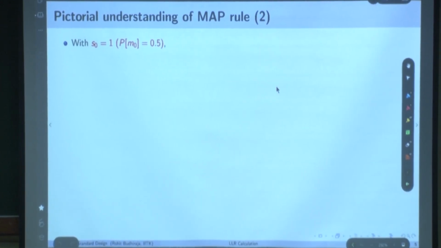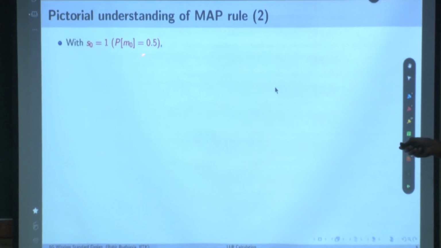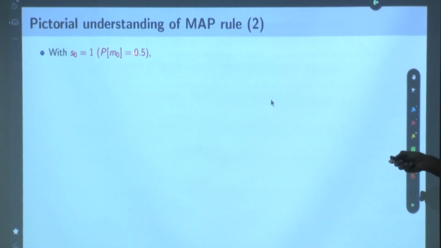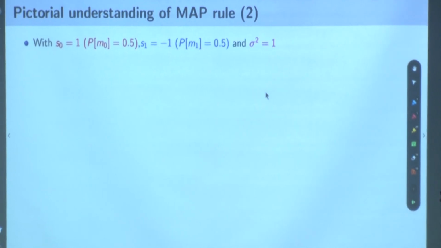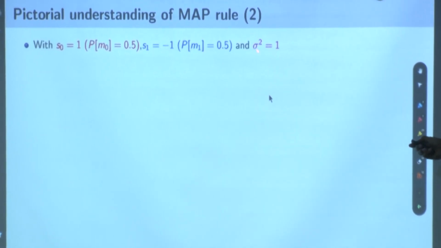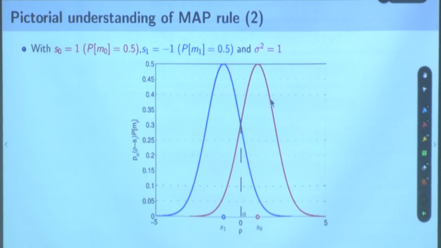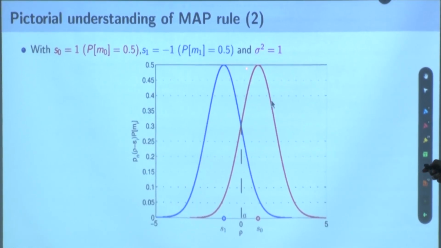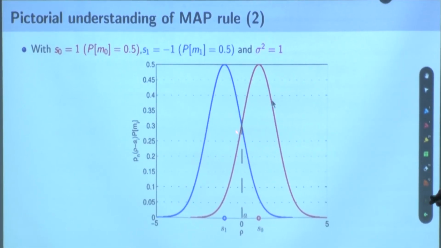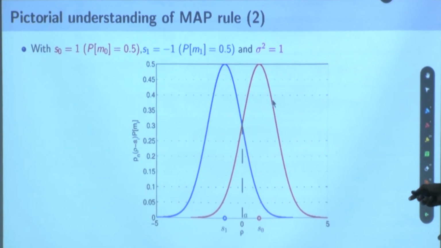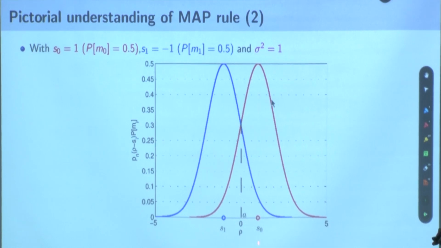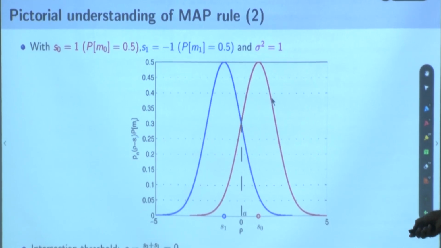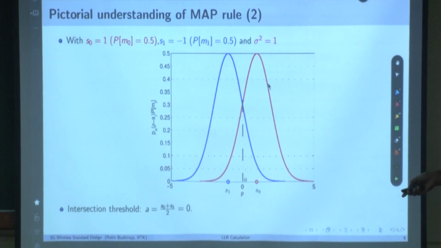Now what happens if the probability of S0 and the probability of S1 are the same? In that case, the noise variance still remains the same. See this, both of them have equal heights, and where are they intersecting? We just did this exercise in the last slide also. They will intersect now at 0. The intersection threshold is 0.